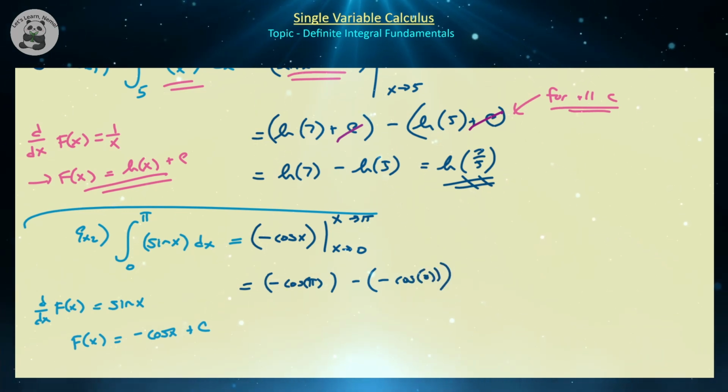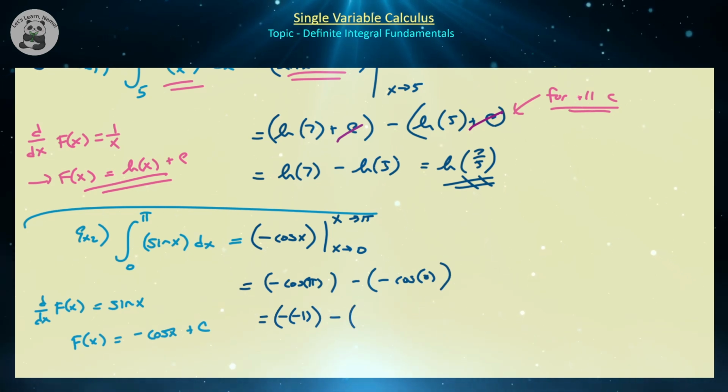Make sure to keep your minus signs in parentheses in the right positions. So we're going to have, well, the cosine of pi is going to be minus 1, so we have minus minus 1. And then minus, and the cosine of 0 is also going to be minus 1.